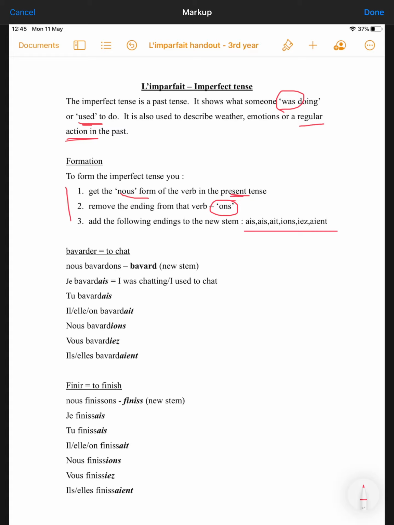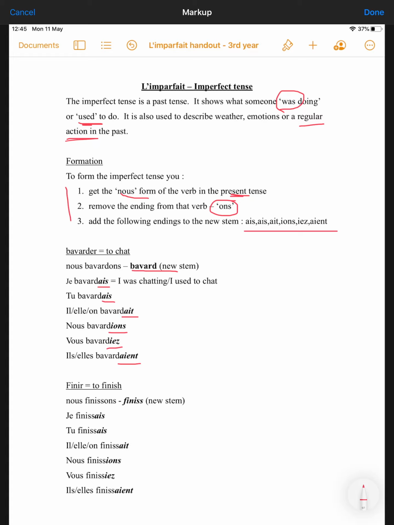So just have a look at bavarder. This is an example of an ER verb. So step 1, you go to the nous part. So you have nous bavardons. That's the present tense. You drop the ONS and you're left with bavard. Okay, and that's your new stem for the imparfait. You write it all the way down and then you apply your ending. So you've got the AIS going on: je bavardais, I used to chat or I was chatting. Tu bavardais, il bavardait, nous bavardions, vous bavardiez, ils bavardaient. Okay, and that's the full verb written out.